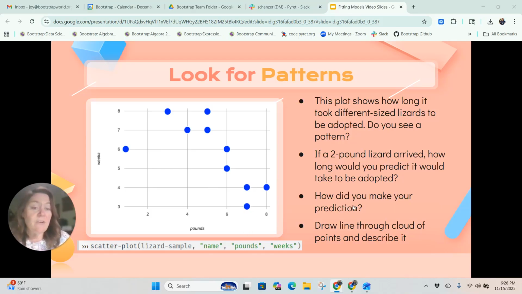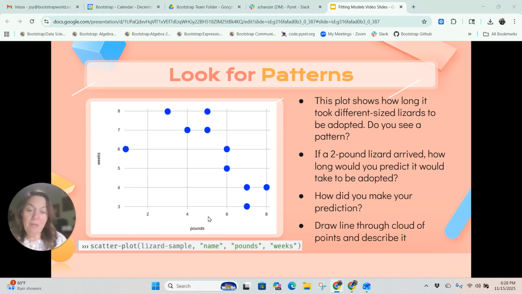Now, and then you go on and say, well, if a 2-pound lizard arrived, how long would you predict that it would take for that lizard to be adopted? Talk about what they are doing to come up with that answer. Most would kind of draw this line up here at 2 and say, looks like based on this cloud of points here that I see this pattern going to, I follow this y-axis up, it looks like somewhere around 9, 10, you would get some different numbers there. Talk to them about how did you make your prediction? Did you draw a line through that?